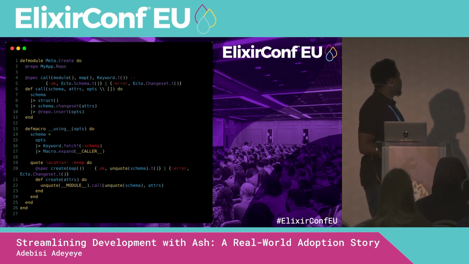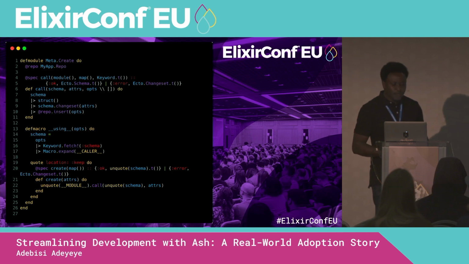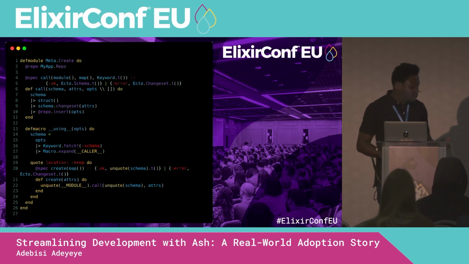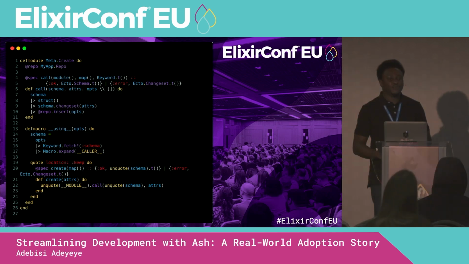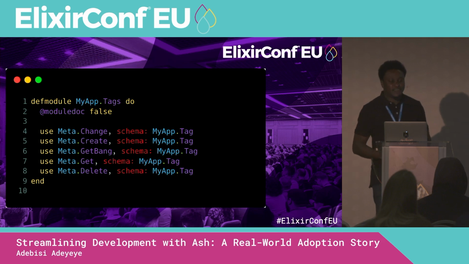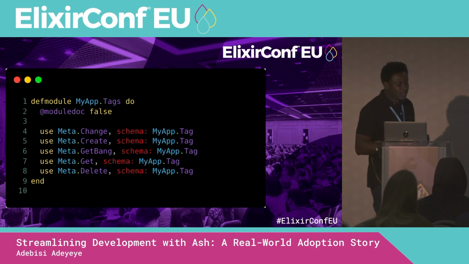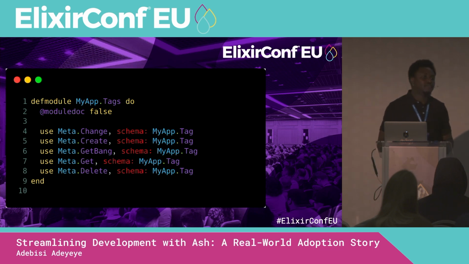So we created a create module like this, whereby we defined a callback, and then we have a macro that gets injected into our context modules. And this is how we use them in our context module. You just have to define your module and use the create meta, and then you pass in a schema, and you're done. So you don't have to spend time reviewing why this create is like this, because this gives us uniformity across our code base.